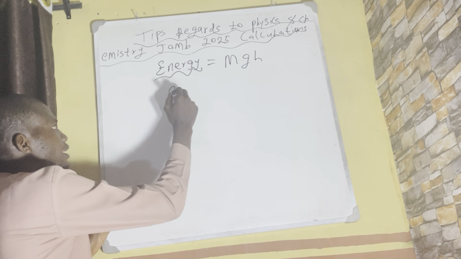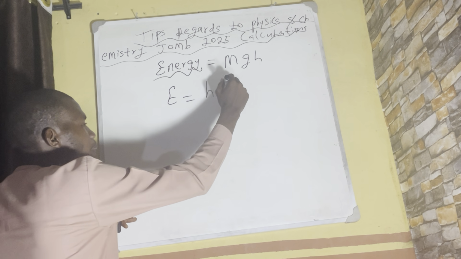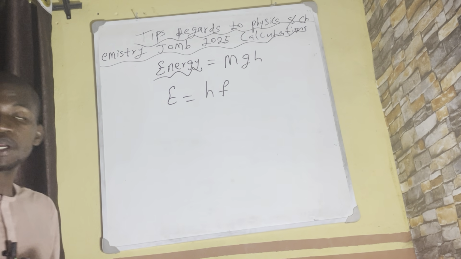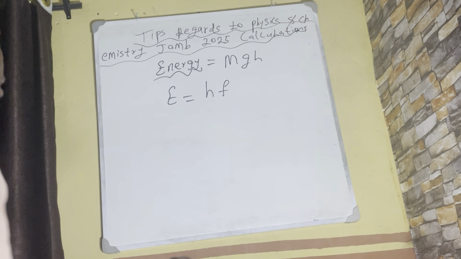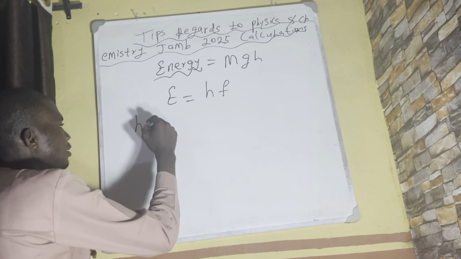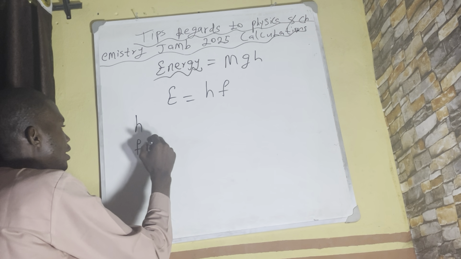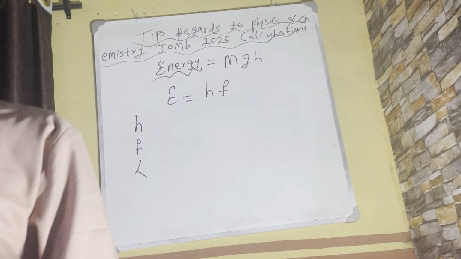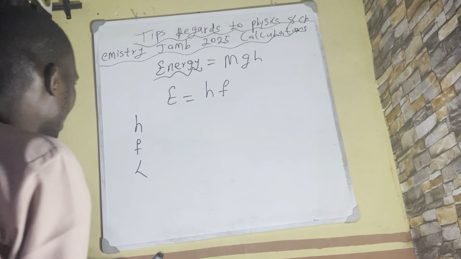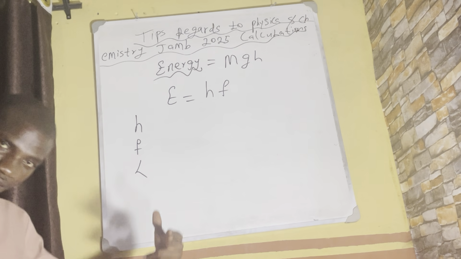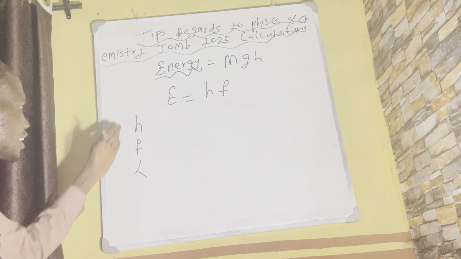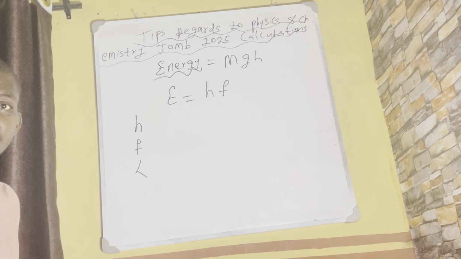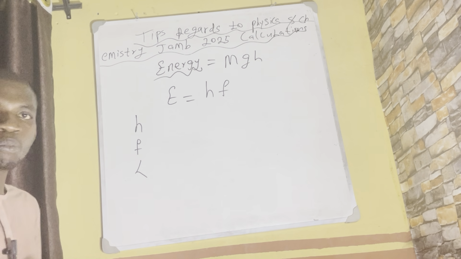Planck constant, energy is equal to multiply everything. So when they give you energy, they give you Planck constant h, they give you frequency f, they give you lambda. Remember I told you that lambda is the distance between two things. You divide by it. This is called the divisor. Other ones are called multipliers.